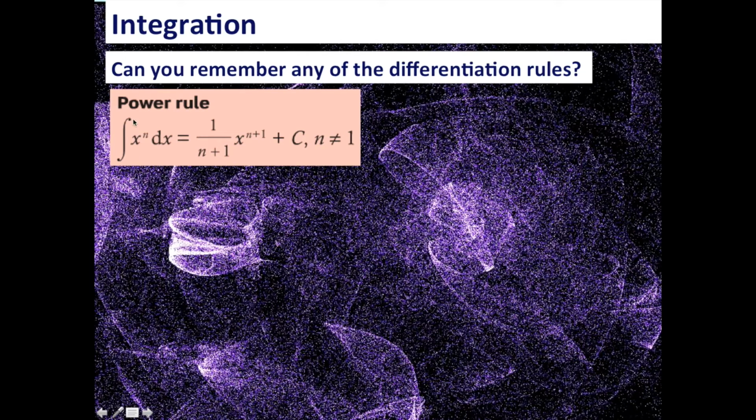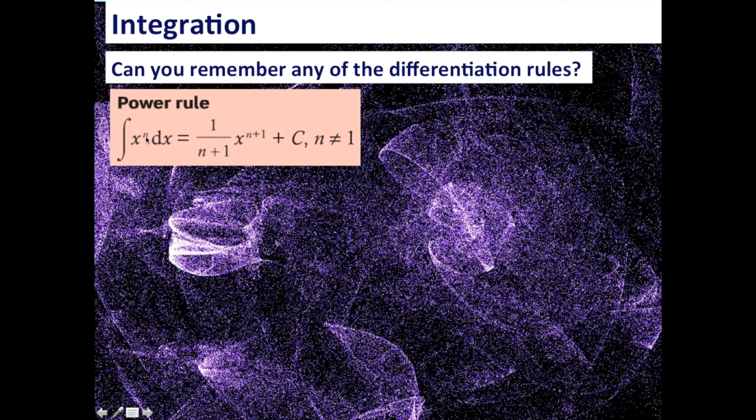The power rule says that this symbol here means we want to find the antiderivative of x to the power n with respect to x. So this is saying, how can we find a function such that if we differentiate it with respect to x, we will end up with x to the n? And at the end of the last video, this is pretty much what we derived. So we would need to take this number n and add 1 to it.